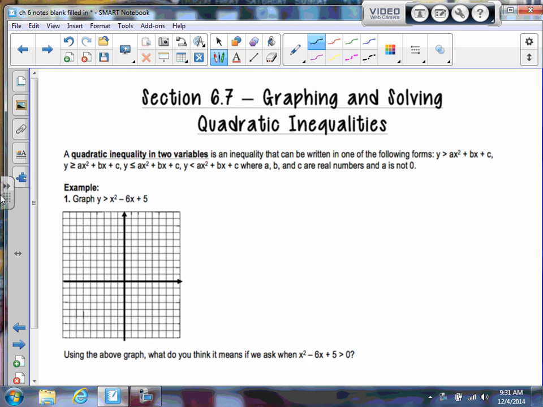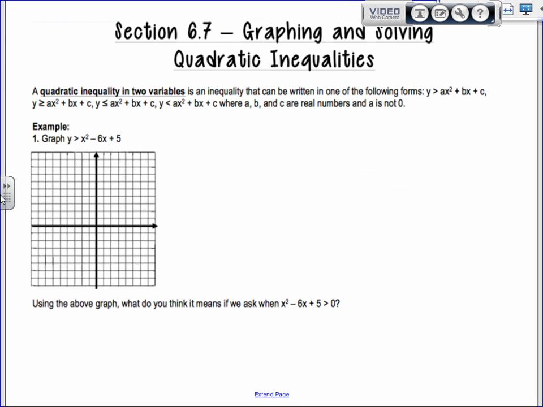All right, so 6.7 is on graphing and solving quadratic inequalities. Okay, this is like the easiest section in chapter 6. You guys are going to like this. Your homework's super easy too. It will take you like 10 minutes. Okay, so we're going to start out by talking about graphs.